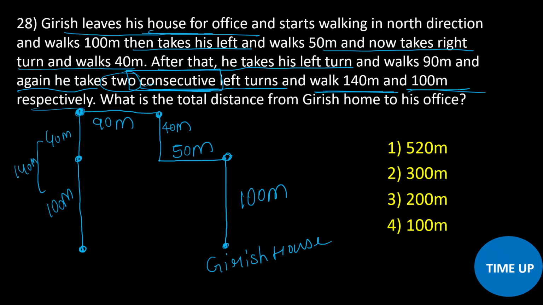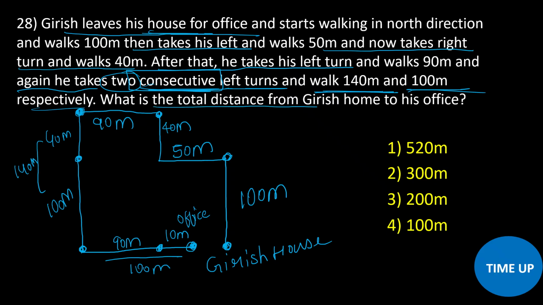Correct? Then again he will take the left turn and walks for 100 meter. So this is already 90 and 10 more meter he will walk. So this is total 100 meter. Now what they have said, now he has reached his office. So this is Girish's home and this is the office.